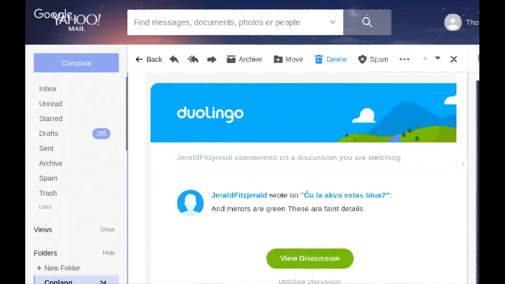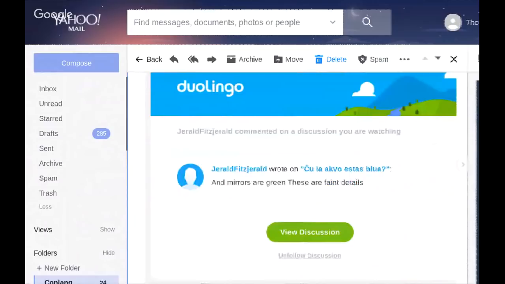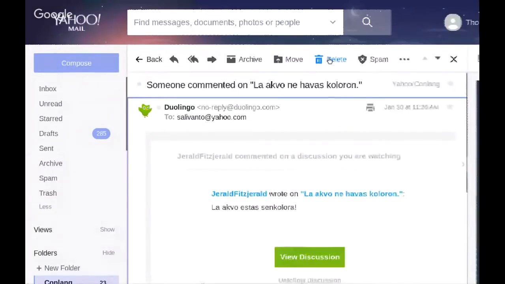A lot of people comment on the sentence "Ĉu akvo estas blua?" Is water blue? And so people have endless conversations about whether water really is blue. This person is saying mirrors are green. I've got nothing to say about that. Akvo estas senkolora. Yes.